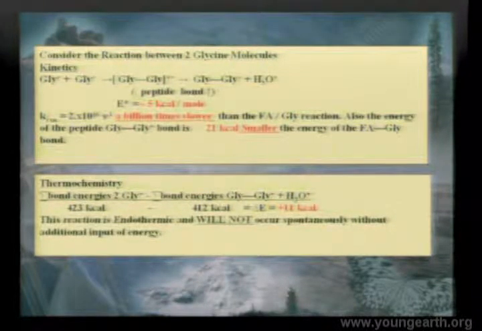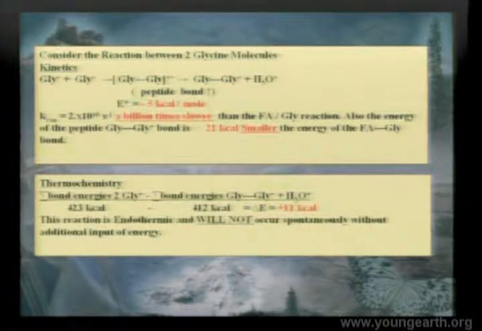It's less energy satisfying than the previous reaction, right? I mean, it's at least 3 times smaller, energetically speaking, okay? So the constant that you calculate for that is 10 to the 16th power, not 10 to the 25th power. It's less favorable kinetically, right? Okay? So the energy of that peptide bond is 21 kilocalories smaller than the energy of the glycine forming the bond with the formic acid. And that's a critical difference right there. A lot of difference, okay?